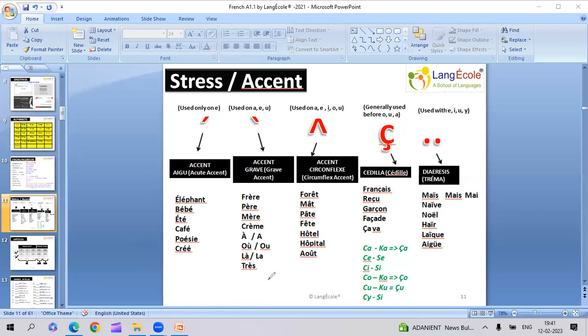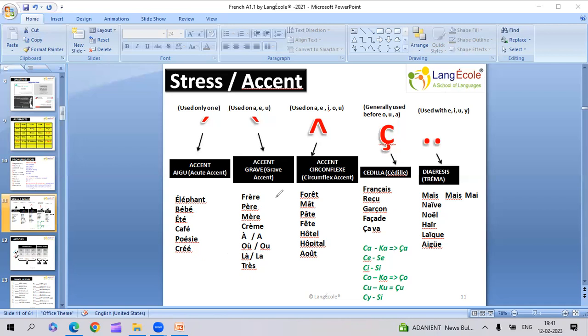Okay. Start. Éléphant. Bébé. Été. Café. Poésie. Cré. Not cré, cré, because there are two. Cré.